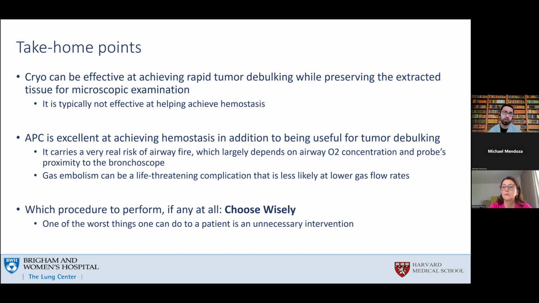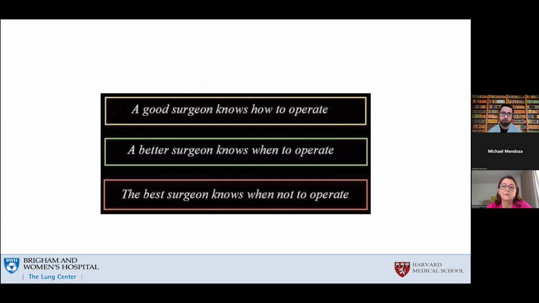Ultimately, what we started with was thinking really carefully about choosing wisely what tool, and if any at all, to use in cases of airway obstruction. Because the worst thing we can do to a patient is to perform an intervention that wasn't indicated. They all carry a risk. The best surgeon knows when not to. Thanks for your time. Happy to take questions.